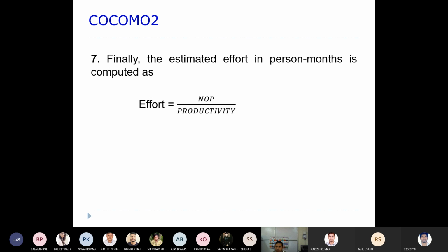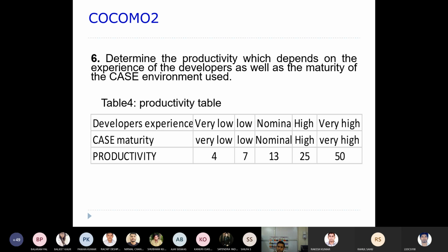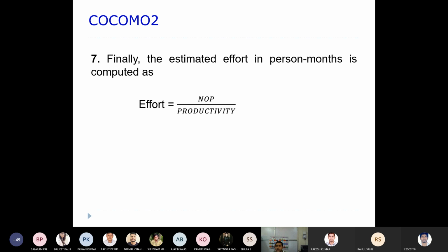That is computed using the NOP divided by productivity. So whatever the new object points you have obtained in the fifth step is divided by the productivity. Let's say the developer's experience is nominal and the CASE maturity is also nominal, then that is 13. Now that will be divided by 13. This is exactly what is going to give you the effort. So this is part of the application composition model.